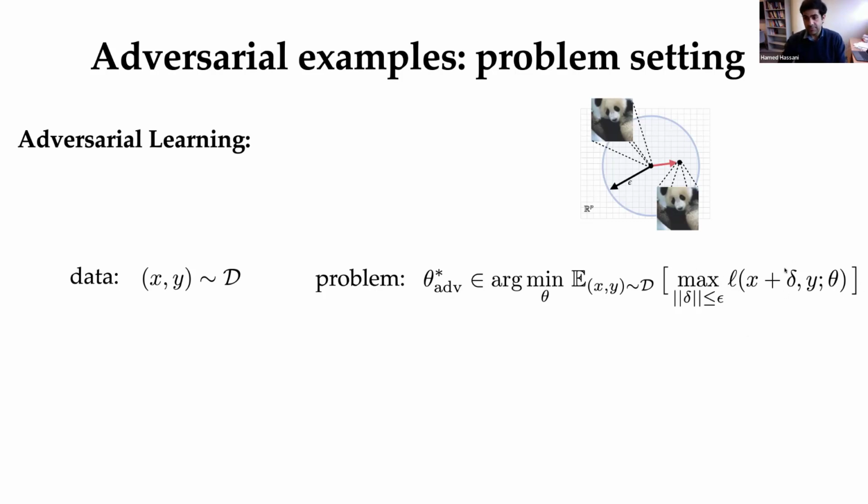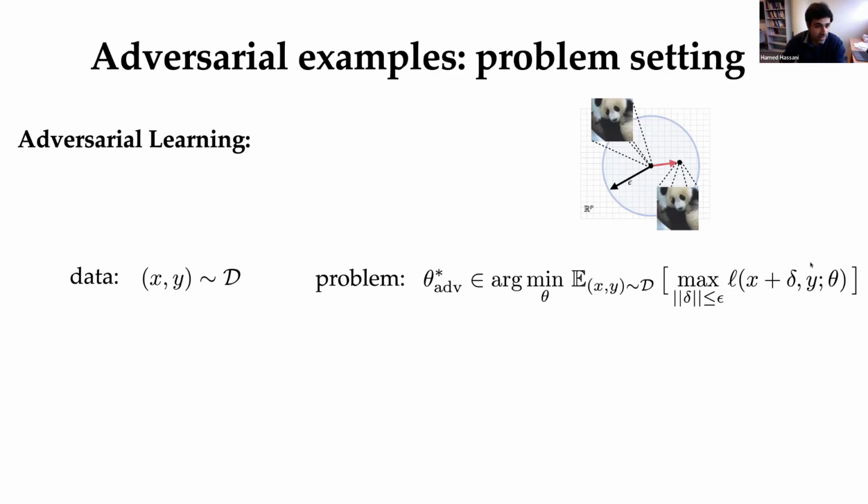And this is the performance on the adversarial example within the ball, this max here. So in the adversarial setting, if we want to minimize our adversarial error, we need to minimize this objective: find a model that minimizes the expected maximum loss among a ball of radius epsilon around each data point X. Okay, so that's the objective that we need to solve.